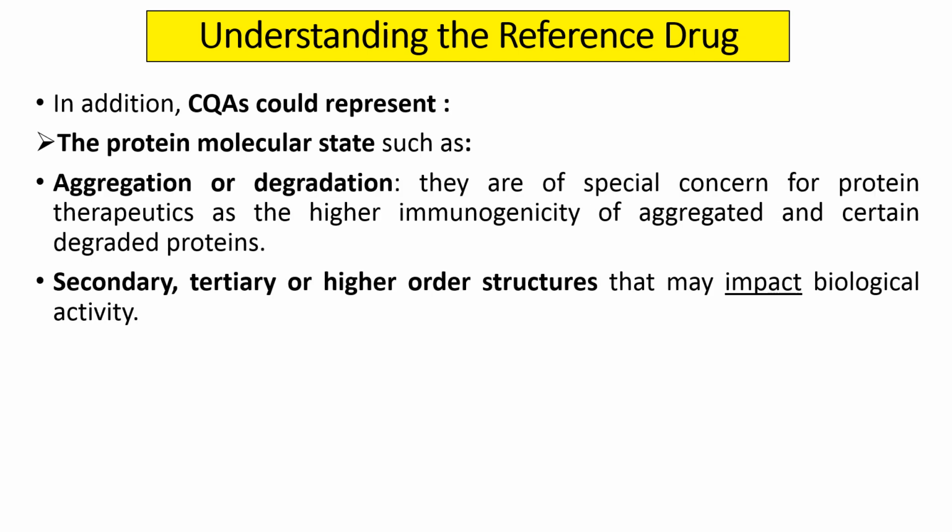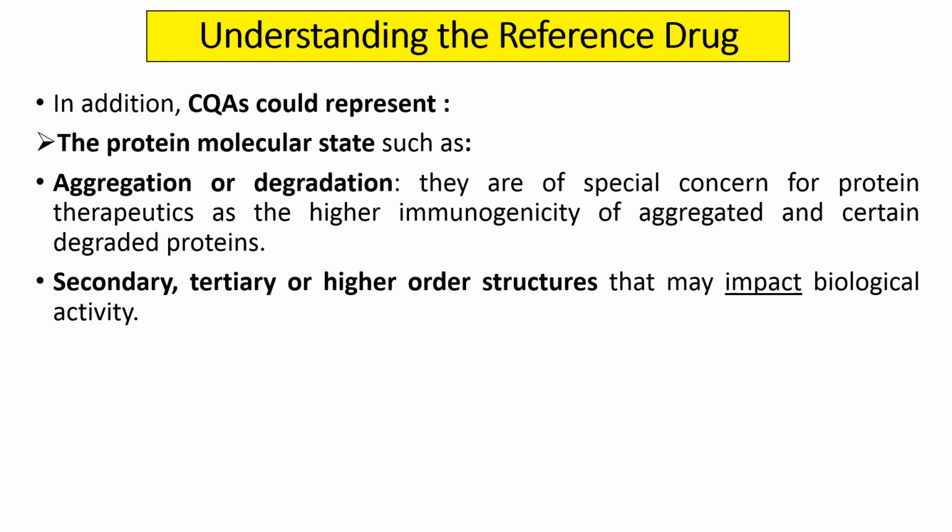Moreover, the critical quality attributes could include information about the protein molecular state, such as aggregation or degradation. This is very important, and it is a special concern for protein therapeutics. Why? Because it matters when we talk about immunogenicity. As we discussed before, aggregation or degradation has the potential to cause immunogenicity or provoke the immune system.